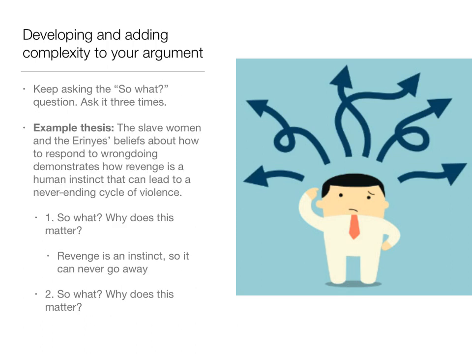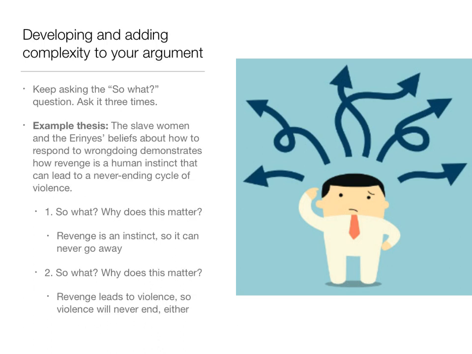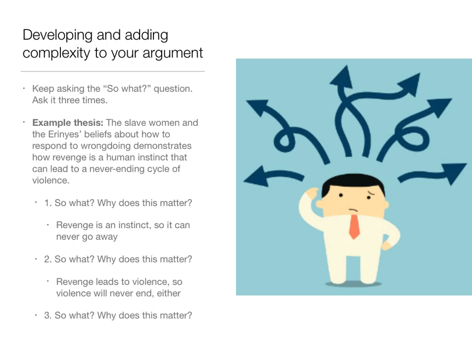Then I'm going to ask, so what, one more time. Why does it matter that our instinct for revenge will never actually disappear? My answer to this question is that revenge leads to violence, so then violence too will never end. Violence will never disappear from the world. And I'm going to ask my so what question one more time, and you can keep asking this question however many times you need to. I would just recommend that you answer it a minimum of 3 times.